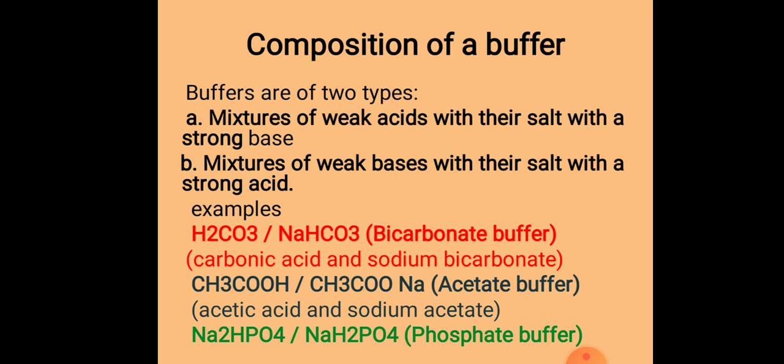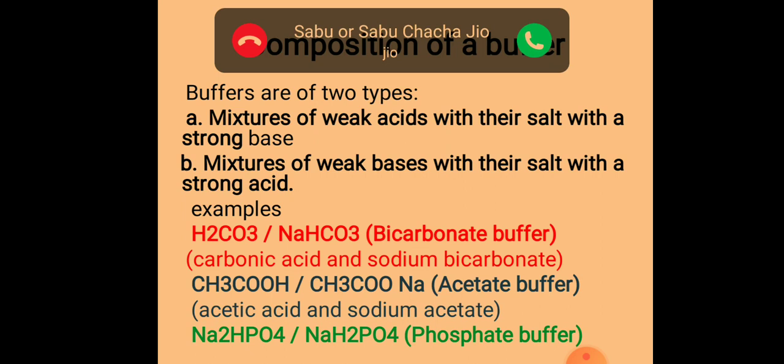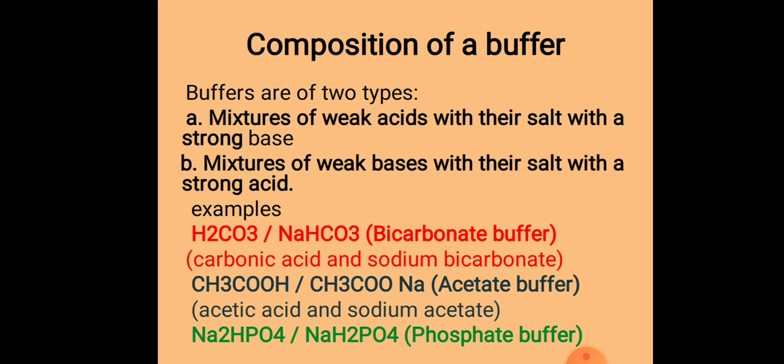Buffers are of two types. The first one is mixtures of weak acids with their salt with a strong base, and the second one is mixtures of weak bases with their salt with a strong acid. Examples of buffers are bicarbonate buffer, acetate buffer, and phosphate buffer.